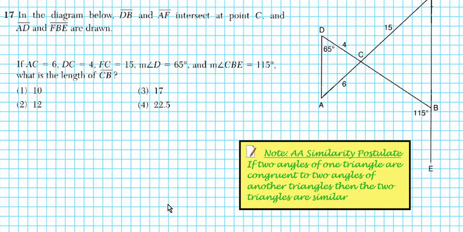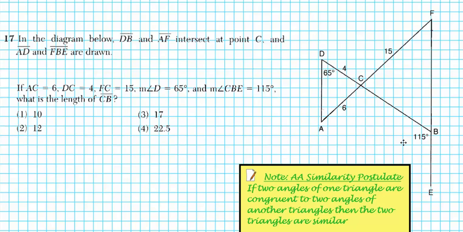Alright, let's take a look at question 17. It reads, in the diagram below, segments DB and AF intersect at point C, and AD and FBE are drawn. Okay, AD and this segment FBE right over here. If AC is 6, DC is 4, FC is 15, measure of angle D is 65, and measure of angle CBE, this exterior angle here, is 115. What is the length of CB?